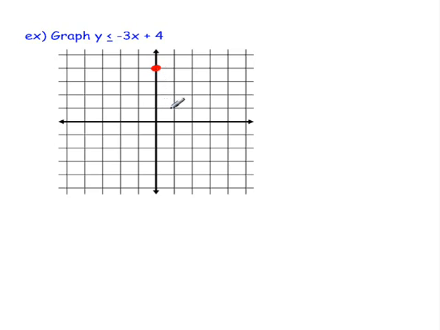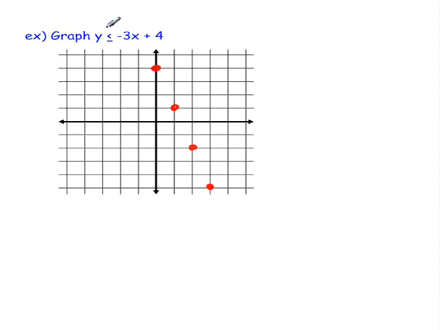1, 2, 3, run to the right. Again, 1, 2, 3, run to the right. Again, 1, 2, 3, run to the right. Okay, I'm out of graph paper here. Now let's look. y is less than or equal to.